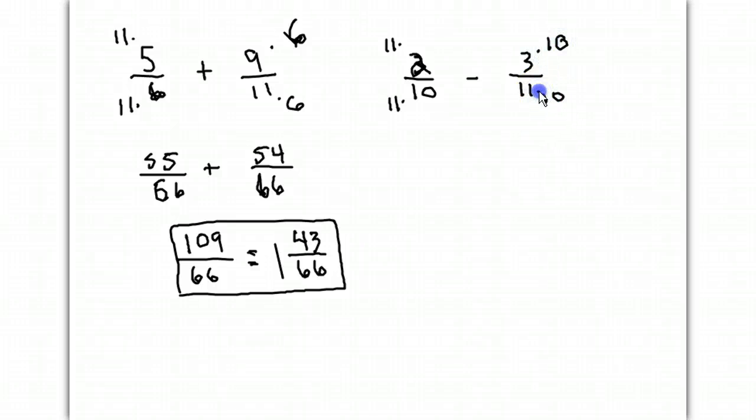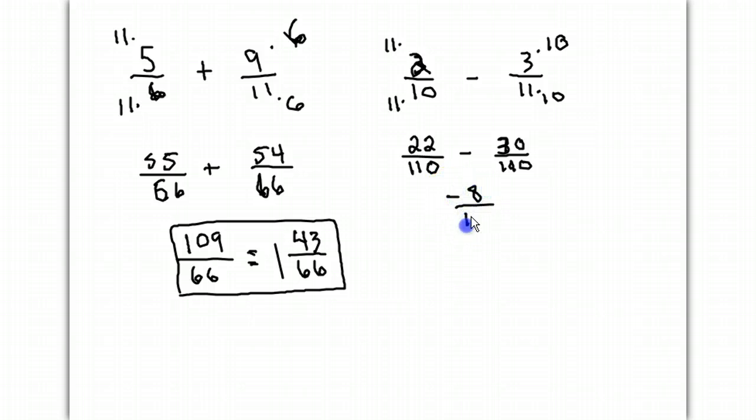And what you're doing is multiplying each fraction by a clever 1, because 11 divided by 11 is the same thing as 1. So you're not changing the number at all. So what you end up with is 22 over 110, and you're subtracting 30 over 110. So 22 minus 30 will give you a negative 8 over 110.